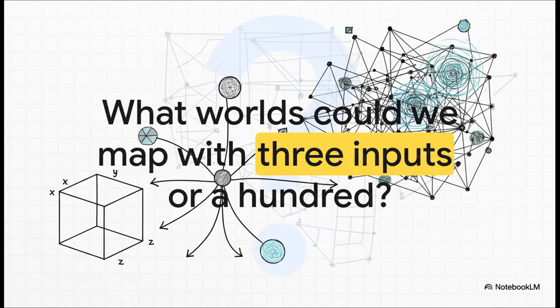And that leaves us with one final, kind of mind-bending thought. We use two inputs, an X and a Y, to map our 3D world. What if we used a function with 3 inputs? Or 4? Or 100? What kind of complex, multidimensional worlds could we start to map and understand then? The possibilities are just incredible to think about.